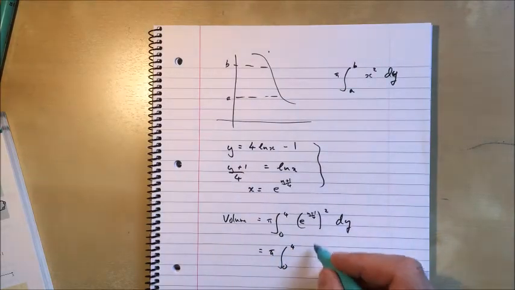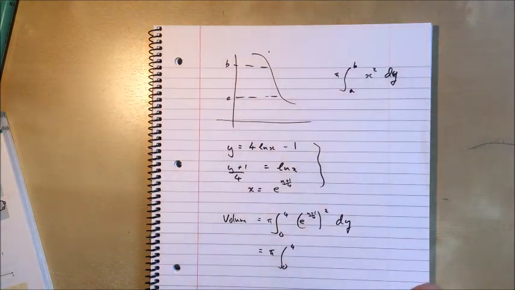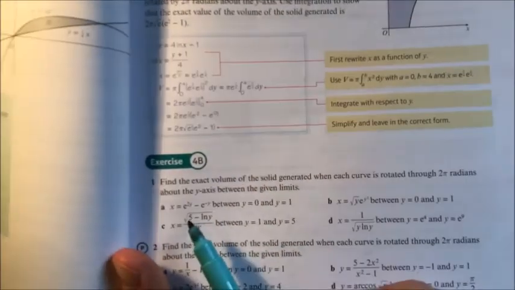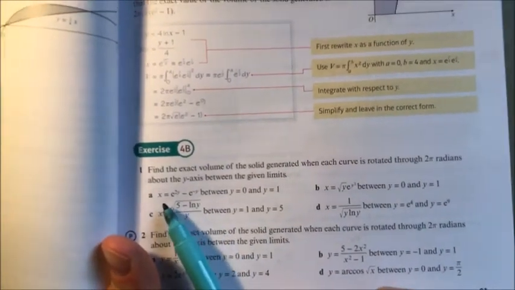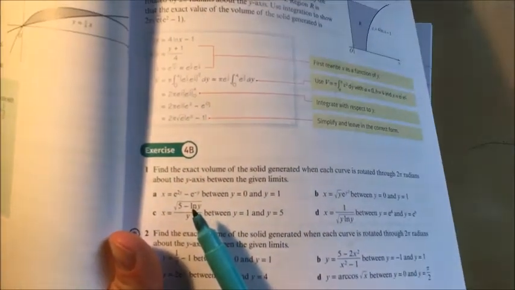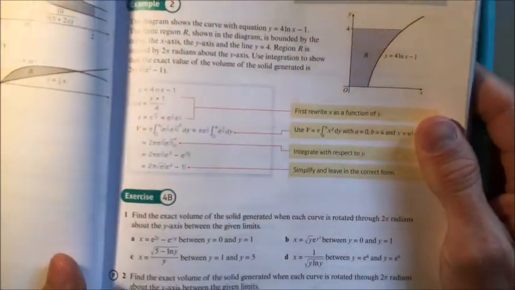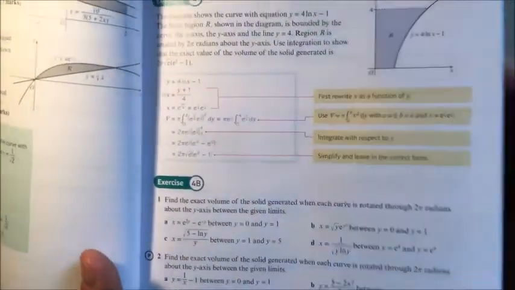So for people that want it, I'll run through a little bit more of this example, but it shouldn't be too tricky. I suppose I should mention as well, if they give you, as they have in question 1, x in terms of y straight away, well, that's fine. You can just take that expression, square it and integrate it. That's not too much of a problem. You've got to watch out for them being sneaky.